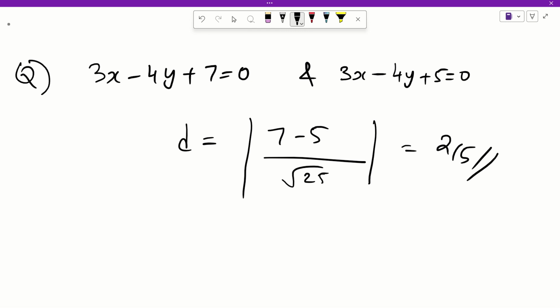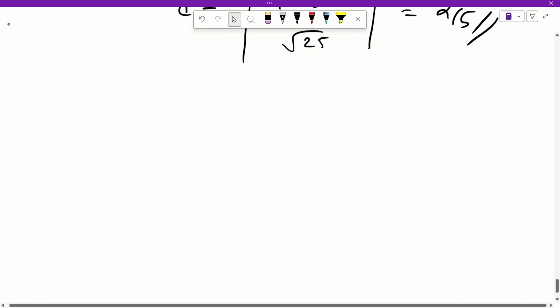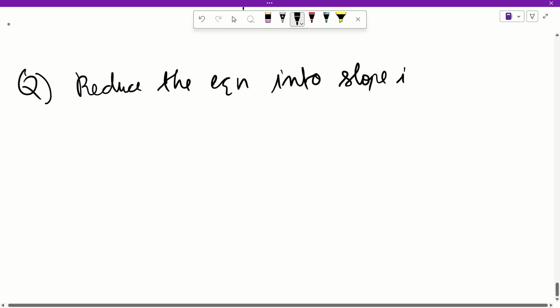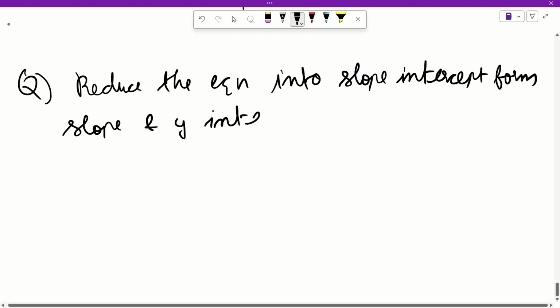Okay. Let's do the next question. If you know the formulas, it's very easy, guys. Reduce the equation into slope intercept form and find their slopes and y-intercepts.